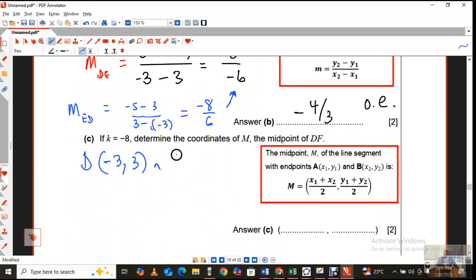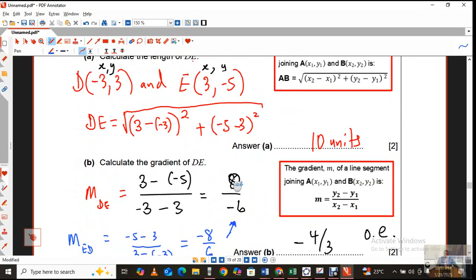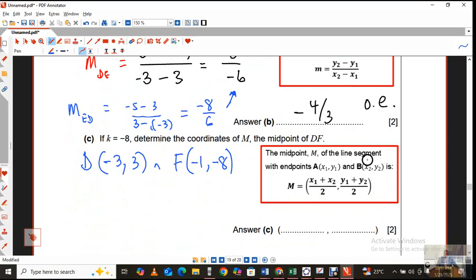And we know the coordinates of F. The coordinates of F now is negative 1, negative 8. Just making sure, let's go back to our diagram. Negative 1, negative 8. Now, we want the midpoints. In order for me to find the midpoint, I take the two x values and I add them. I will say midpoint equals, the formula is right here also.